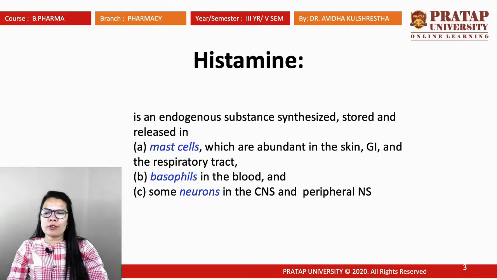So first of all, we will discuss what histamine is. This is an endogenous substance synthesized, stored and released in the mast cells, basophils and the neurons. Mast cells are abundant in the skin, GI and respiratory tracts. Basophils are in blood, and neurons in the CNS and the peripheral nervous system.